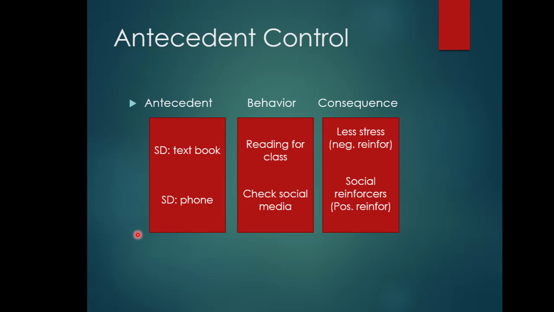And here's an example that I wrote up. The behavior that you want to decrease is checking social media, primarily because it's conflicting with reading for class. That's the behavior you want to increase. And so we have the SDs for reading, or the textbook. The SD for social media is your telephone. Then the consequences.